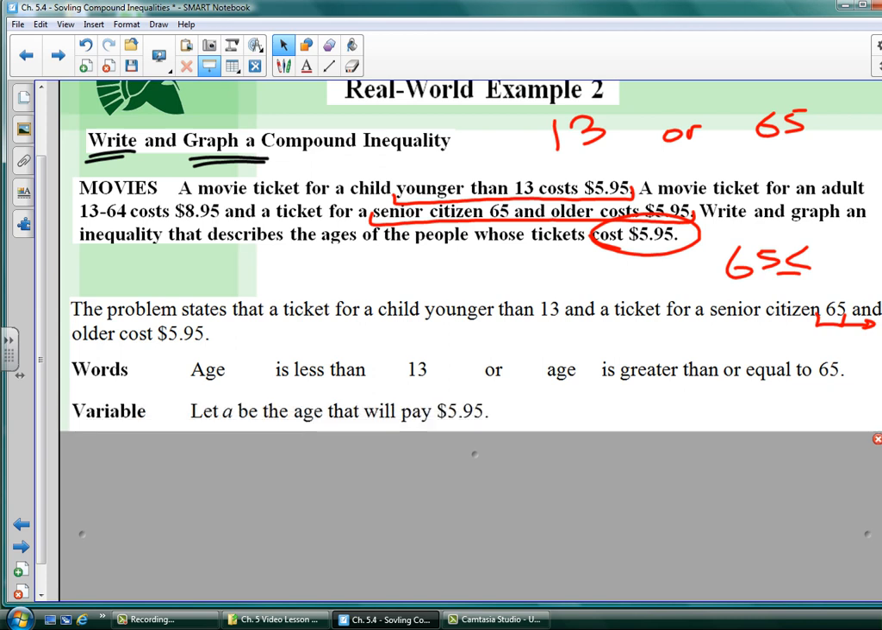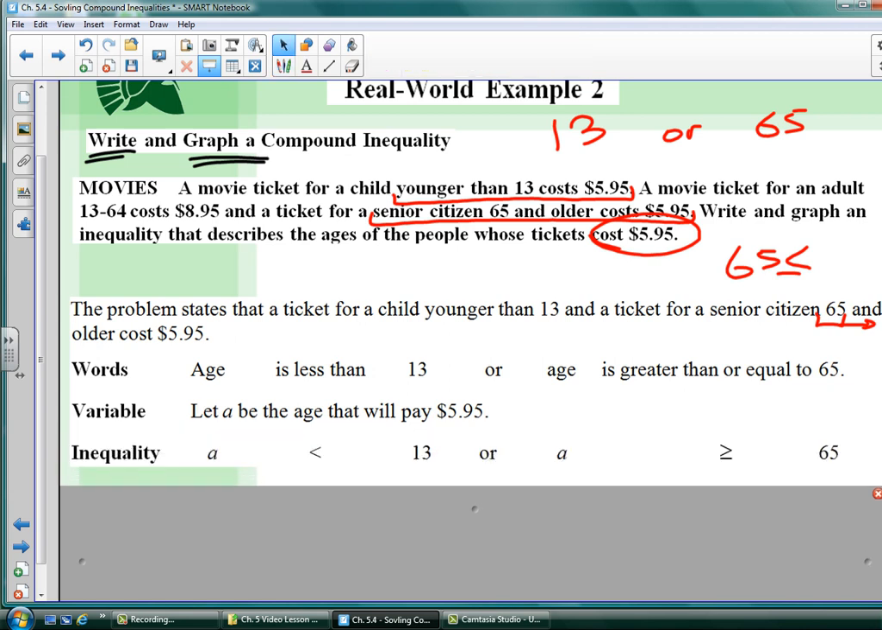So the next thing we're going to do is define our variable. Anytime we use word problems, we have to write down what we want the variable to be so that at the end we know what we're talking about. Let A be the age that will pay $5.95. Well, if A is the age that we're going to pay $5.95, some of that age has to be less than 13, or that age has to be greater than or equal to 65. And using those words, it's pretty clear what we're going to write. We're going to write that.